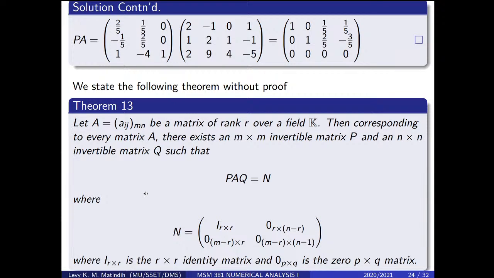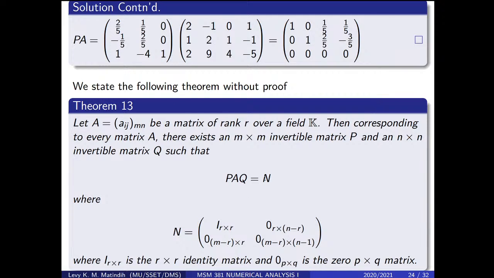We are saying, if the matrix A is of rank R over some field K, then corresponding to this same matrix A, there exists an M by M invertible matrix P and an N by N invertible matrix Q such that P times A times Q is equal to N.